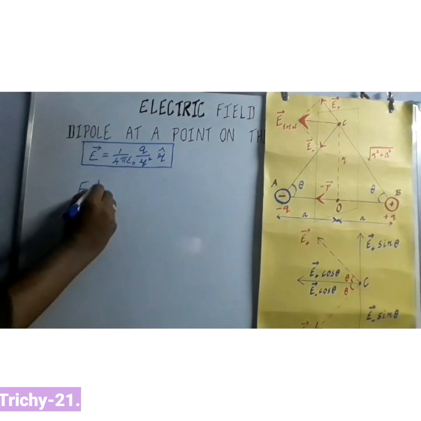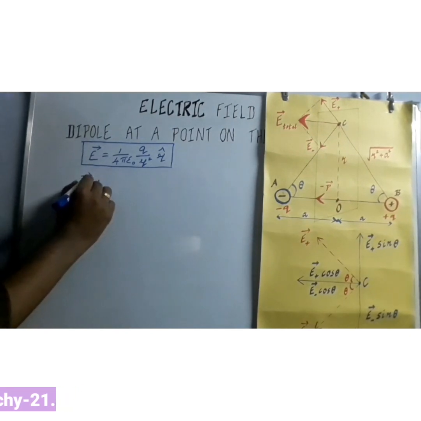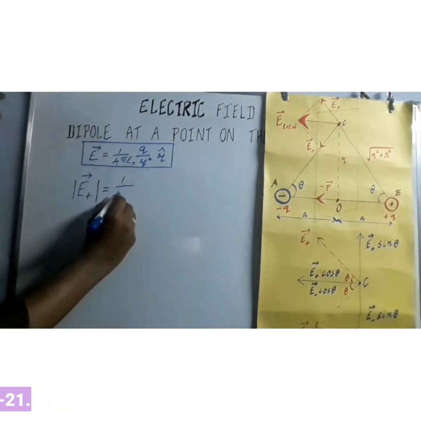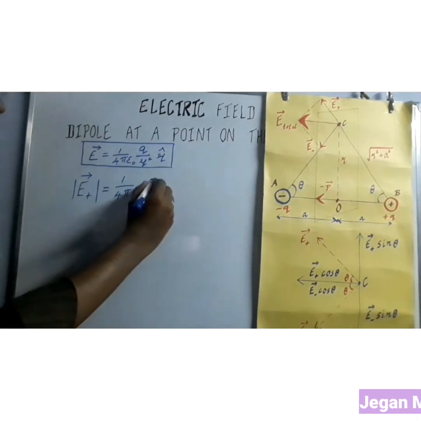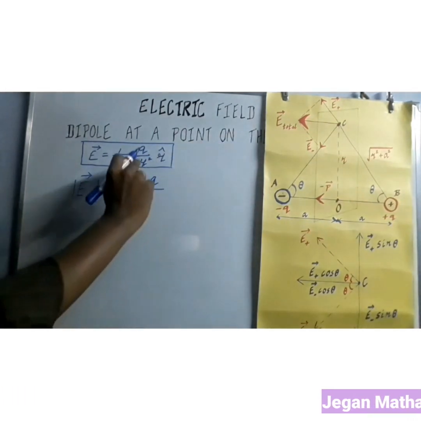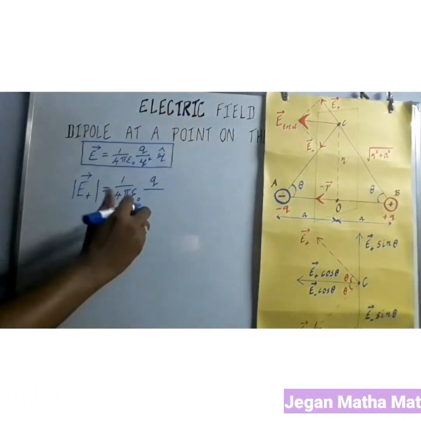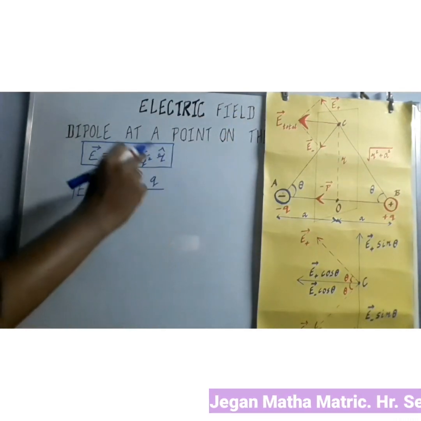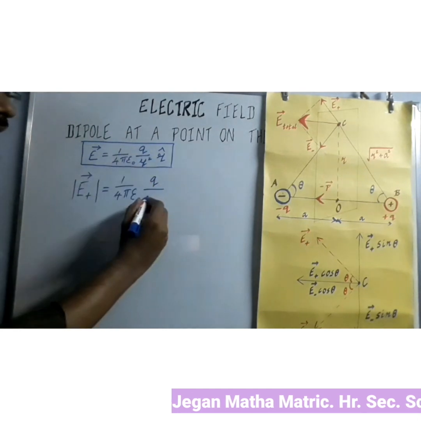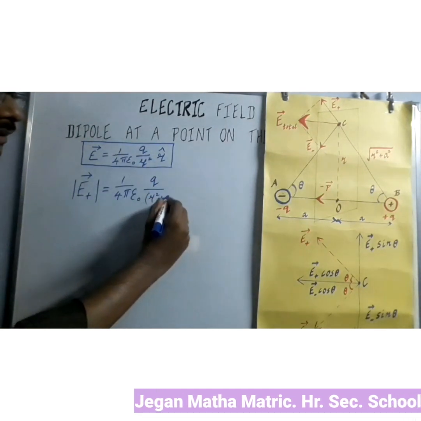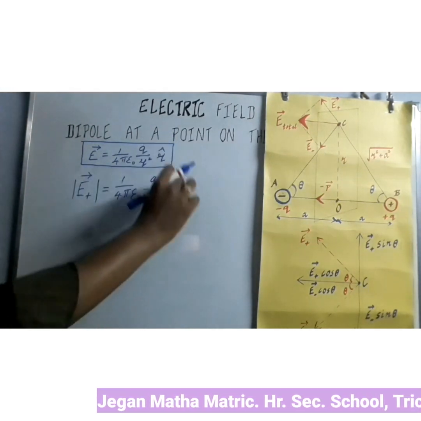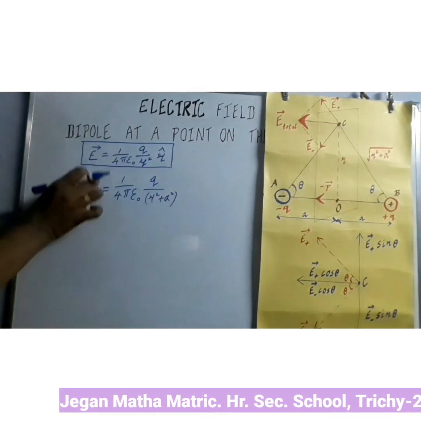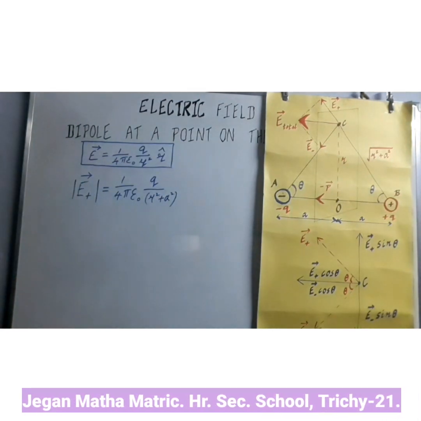E plus, we are going to find the magnitude only, that is equal to 1 by 4 pi epsilon naught, that is a constant value, Q, charge Q. What is the distance between the positive charge and the point C? Root of r square plus a square. For that root, you have to take a square. The root will be cancelled. So r square plus a square. No need to mention the unit vector because I have found only magnitude.